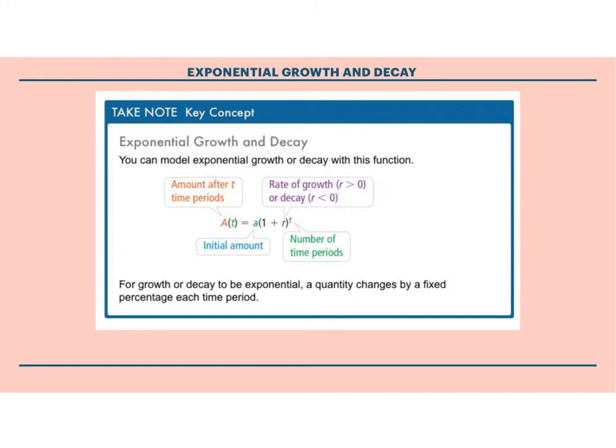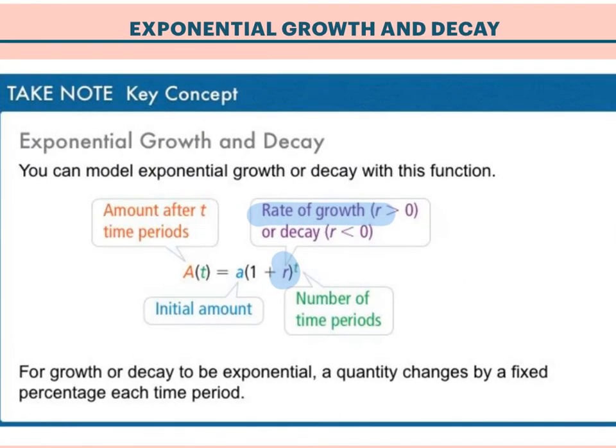So there's different things that you can use this formula for, but you're always going to need a rate of growth, which is going to be your R. So our R is our rate of growth. Our rate of growth is always going to be some type of percent. So it'll tell us like 7% is our rate of growth or rate of decay.